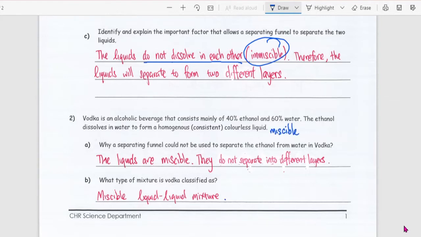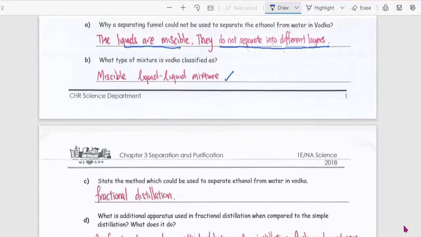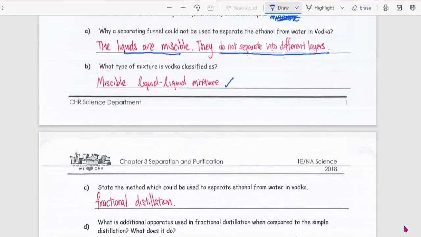Sorry, it's over here. Now, why can the separating funnel not be used? Because the liquids are miscible. They do not separate into different layers. So this is called a miscible liquid-liquid mixture. If this is the case, what method do we use to separate these liquids? Actually, we'll use this method called fractional distillation.